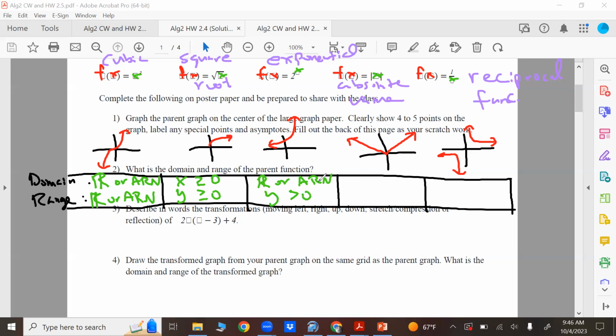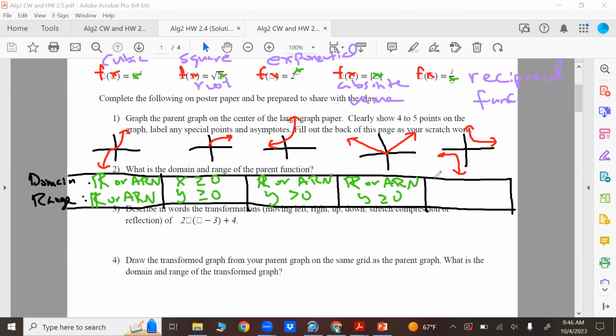Absolute value. We haven't talked about absolute value, but it's pretty easy when you look at it. Absolute value just makes things positive, right? If you have a negative number, it becomes positive. If it's positive, it stays positive. Same thing again: all real numbers for the domain, or ℝ. And the range is going to be y is greater than or equal to 0.